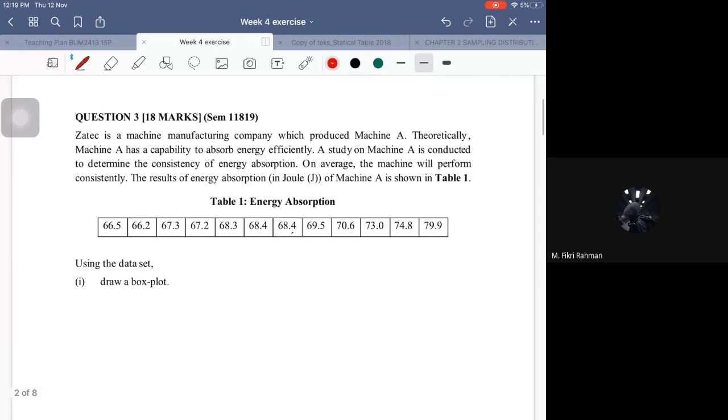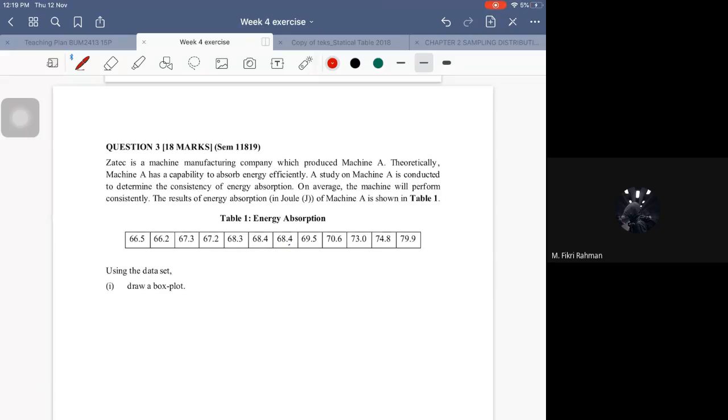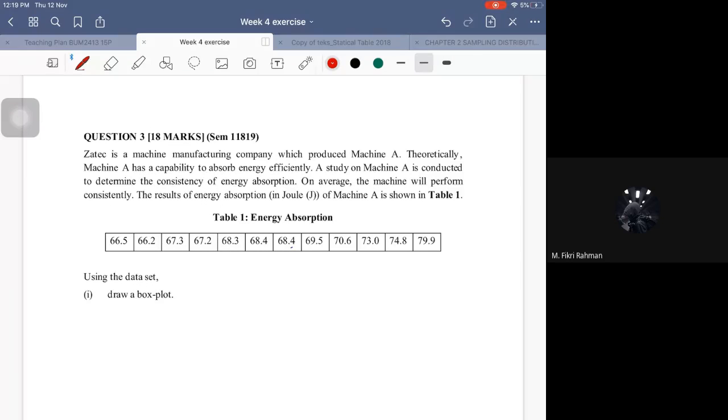So I'm going to start with the first example. This is actually a test problem from semester 1 1819. It says over here, Zatak is a machine manufacturing company, so it's basically a company which produces machine A. Theoretically, machine A has a capability to absorb energy efficiently. A study on machine A is conducted to determine the consistency of energy absorption, so on average, the machine will perform consistently.